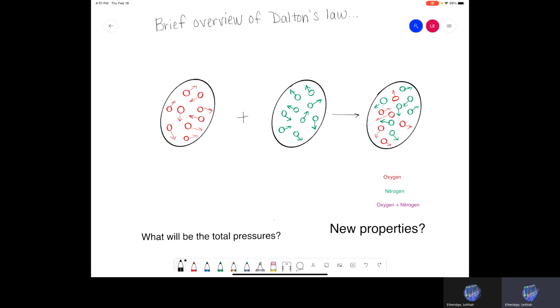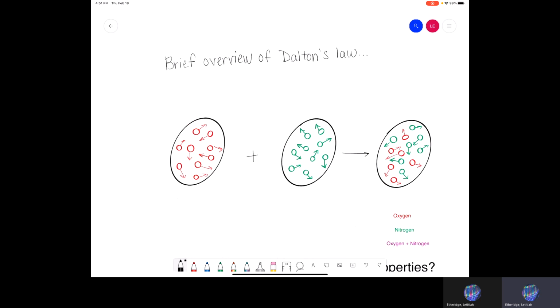Hey guys, I guess there was some confusion on Dalton's law, so I just want to give you a brief overview of what Dalton's law really means, okay? It's really not that complicated, we just have to break it down. So let's talk about what we've been doing.